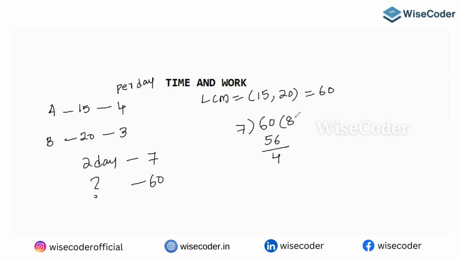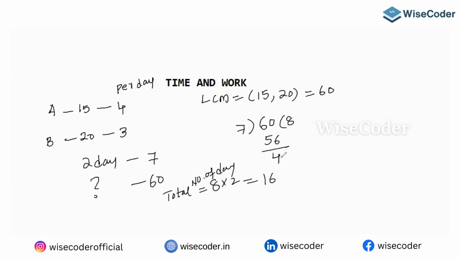So first, multiply this 8 with 2. Why? One cycle is equal to 2 days. So 8 into 2, I am writing here, this is the total number of days. 8 into 2 is 16 days. Is the work finished?